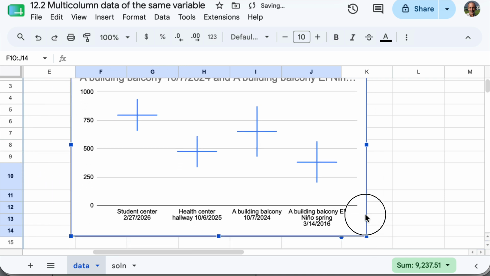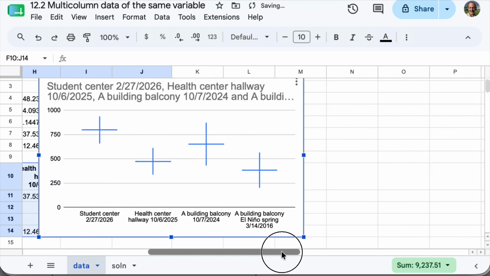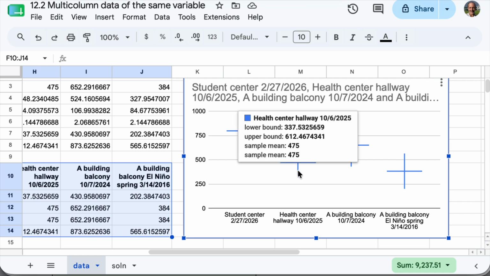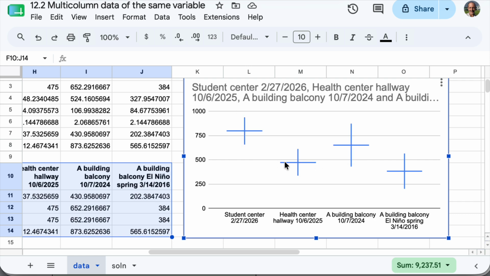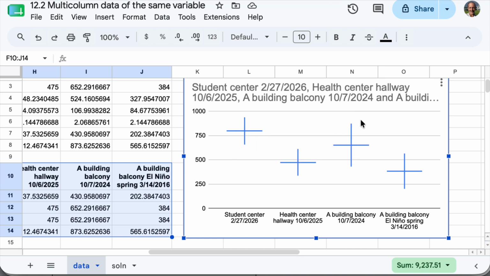Ignore the big long title at the top. The picture is just giving me a way to look at this data visually. And what I can see is these vertical lines are the extent of the 95% confidence interval. The mean is the middle one here. You can see the mean is right there. I can make it show up like this. The mean is 475. The lower bound 337. The upper 612. So that's 337 down here, 612 up there. So it's showing me the 95% confidence interval for the population mean for each of these samples.